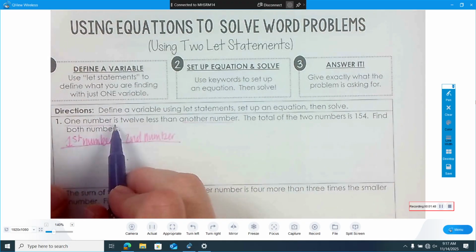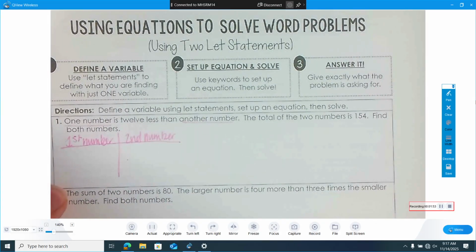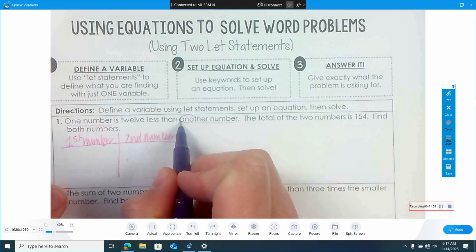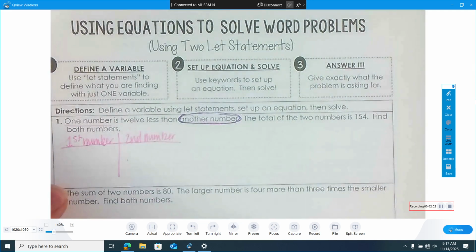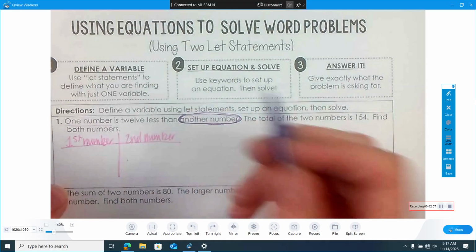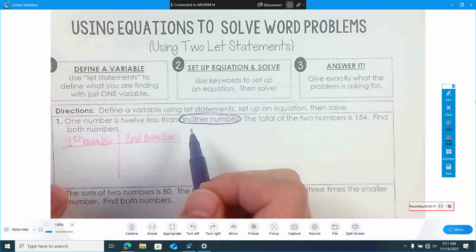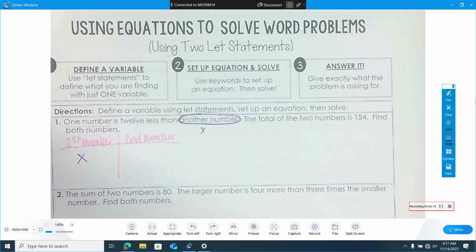One number is 12 less than another number. So, do I know how big the other number is? I don't. What can I call it if I don't know what it is? X, sure. And it doesn't matter. One number is 12 less than another number. So I'm just going to call the first number X. I don't know how big that number is, okay? And so we're just going to call it X, all right?